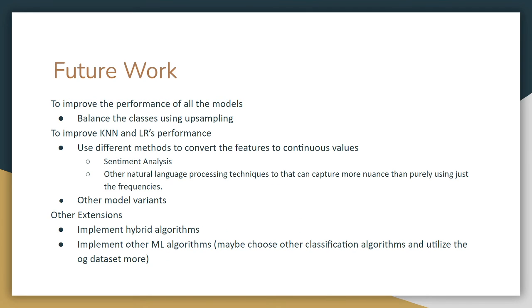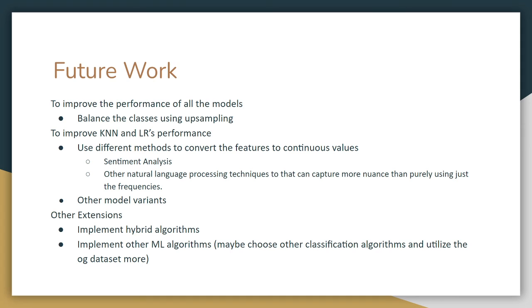Okay, future work. So we had a lot of ideas of what we could do to improve things. All the models could probably improve, or at least have more of an even playing field, with rebalancing the classes, so we could do some kind of upsampling, or there are other ways to generate data from small data sets. We could improve KNN and linear regression because they're the worst. They have a little bit worse performance.